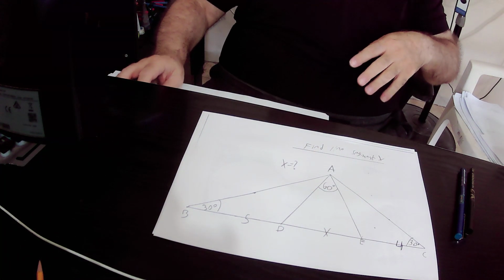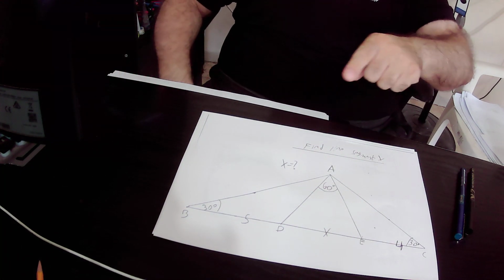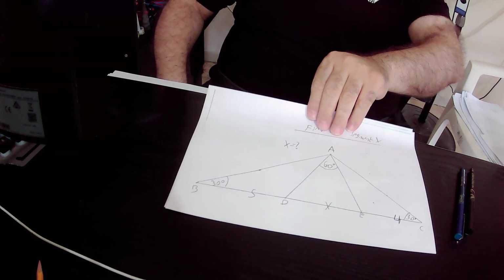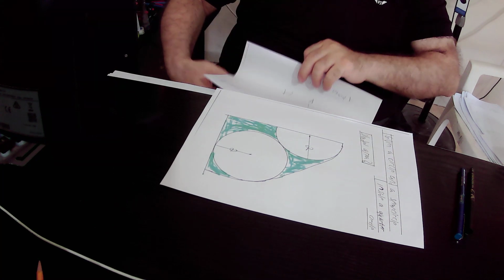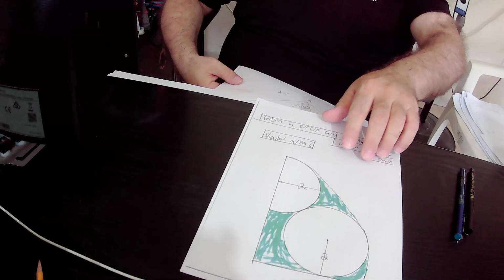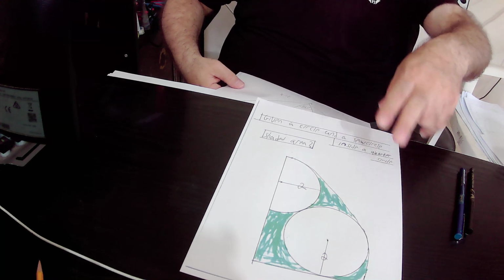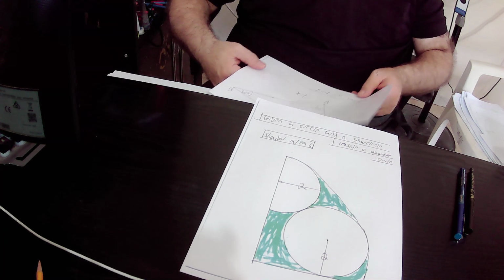Hello, in this lecture we'll answer two questions. In the first question, we'll find out the length of line segment DE that is equal to x. In the second question, we will find out the value of the shaded area that is inside the quarter circle. So we'll start with the first question.